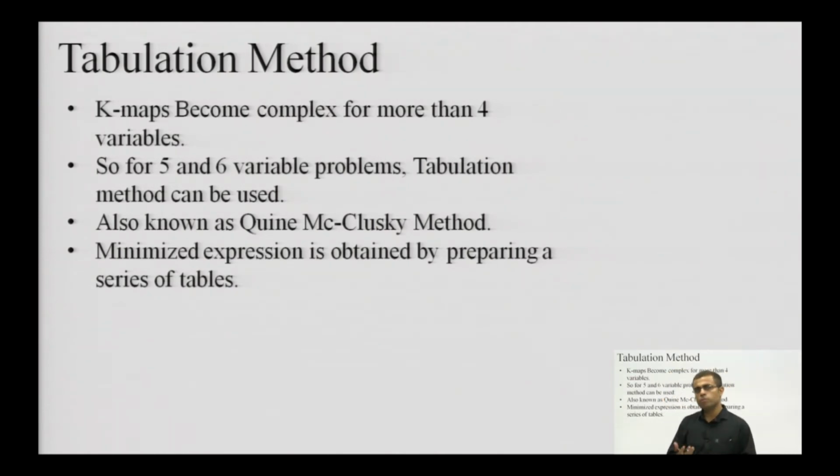So, there is an alternative method, also known as the tabulation method, which was proposed by the scientists Quine-McCluskey. So, it is also known as the Quine-McCluskey method, and it is suitable for solving 5 and 6 variable problems where min terms are quite large, and the minimized expression is obtained by preparing a series of tables. That is why this method is termed the tabulation method. There is no special reason why it is called the tabulation method, other than that a series of tables are involved in solving the problems.